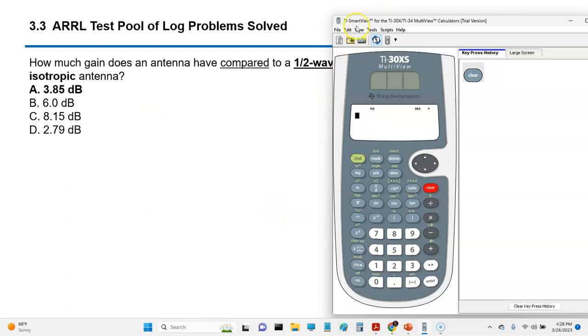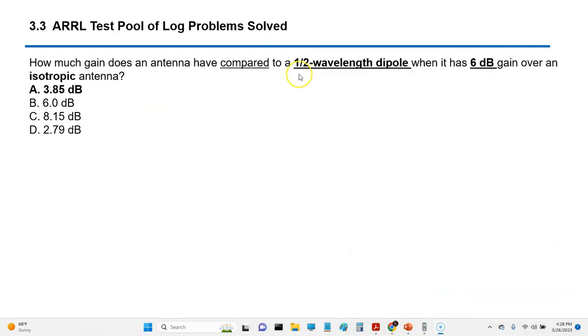Okay, now it wants to know how much gain an antenna has compared to a half-wave dipole. So that's a key statement right there.